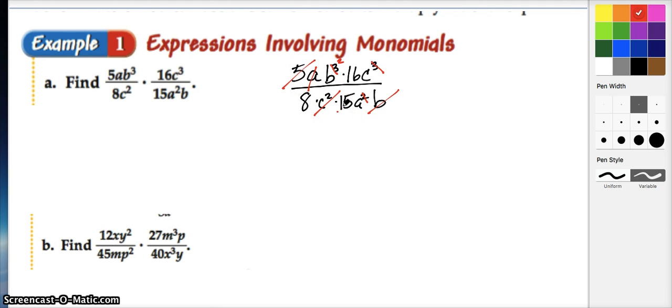I know this is looking crazy, but we'll get there. I've got a 5 here, and this 15 is going to become a 3, and this 8 and this 16, that's going to become a 2. And look at all the carnage. Look at what I'm left with.